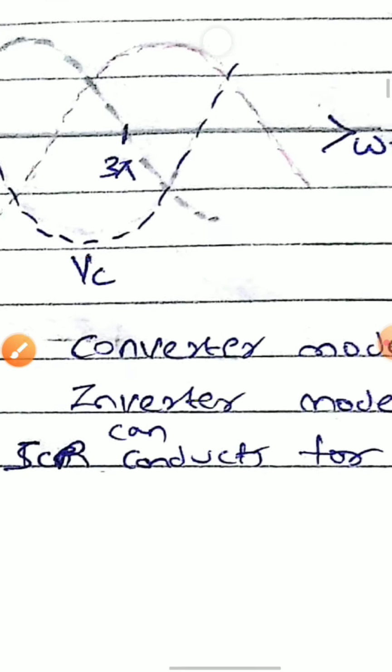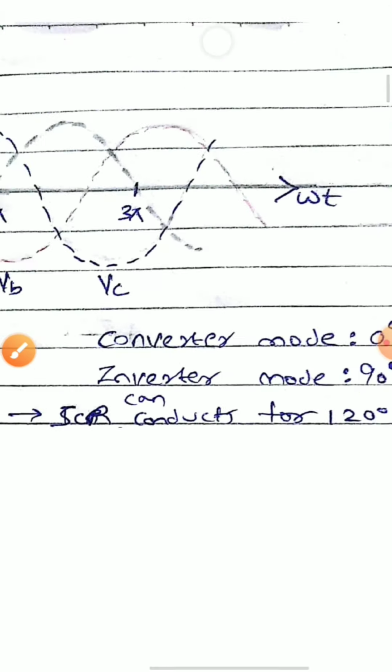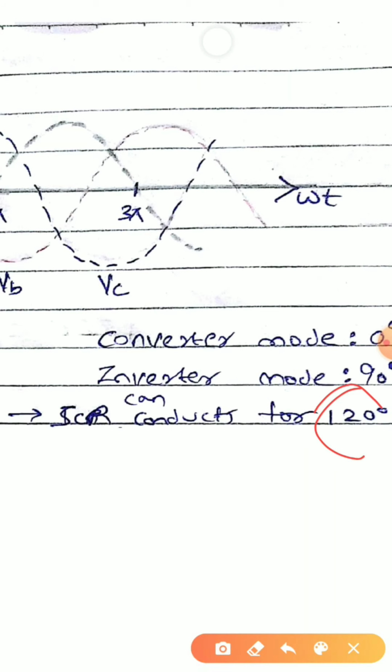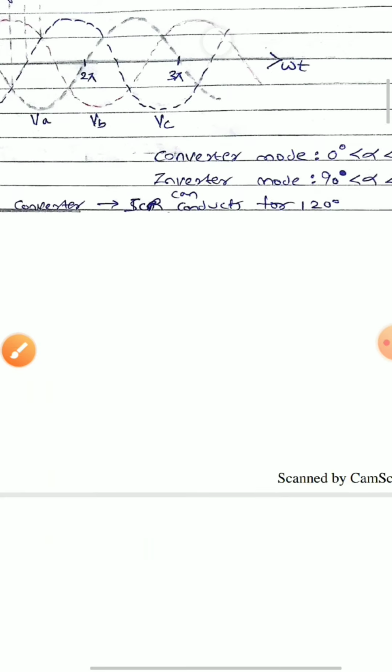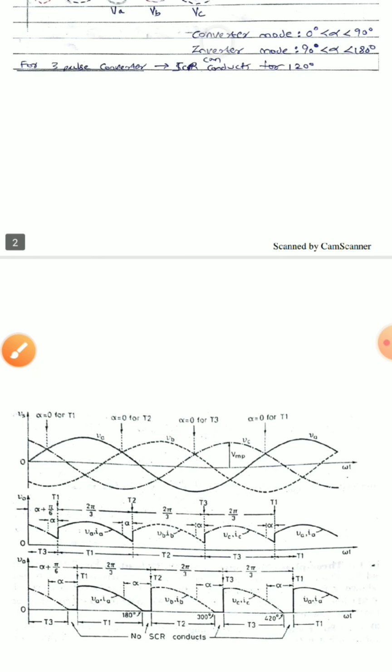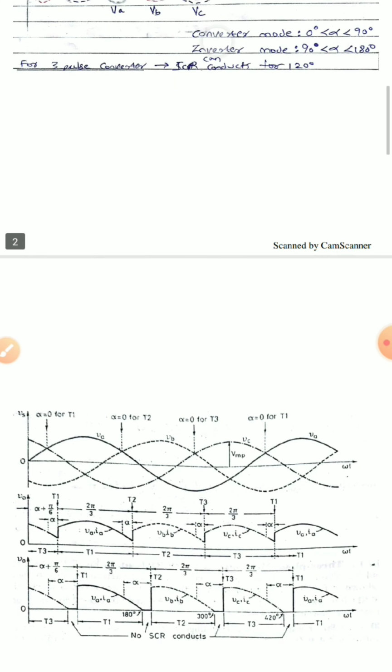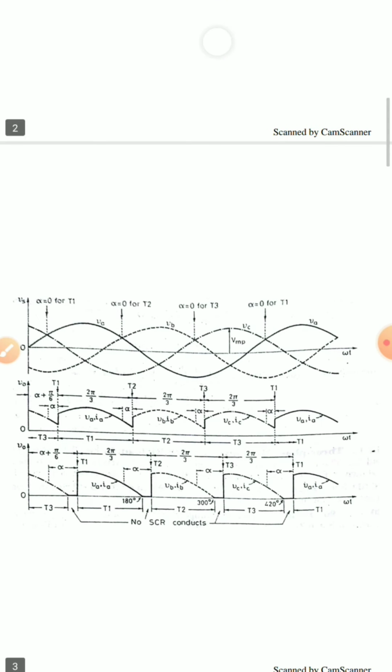Now in a 3-pulse converter, as we have said, every SCR has the capacity to conduct for 120 degree, unless I am using a freewheeling diode or going for an RL load, which is another scenario. But if I am using R load, my thyristor can conduct for 120 degree. Now let us look at the waveform.